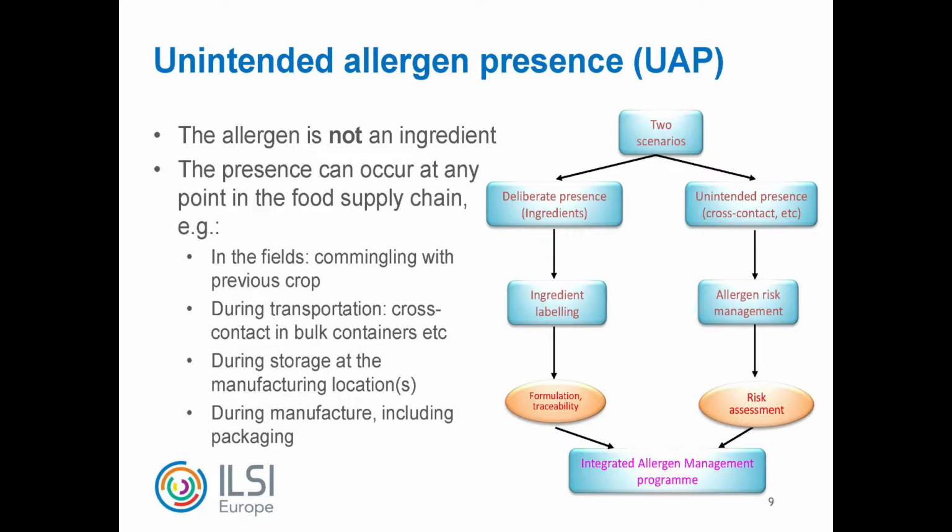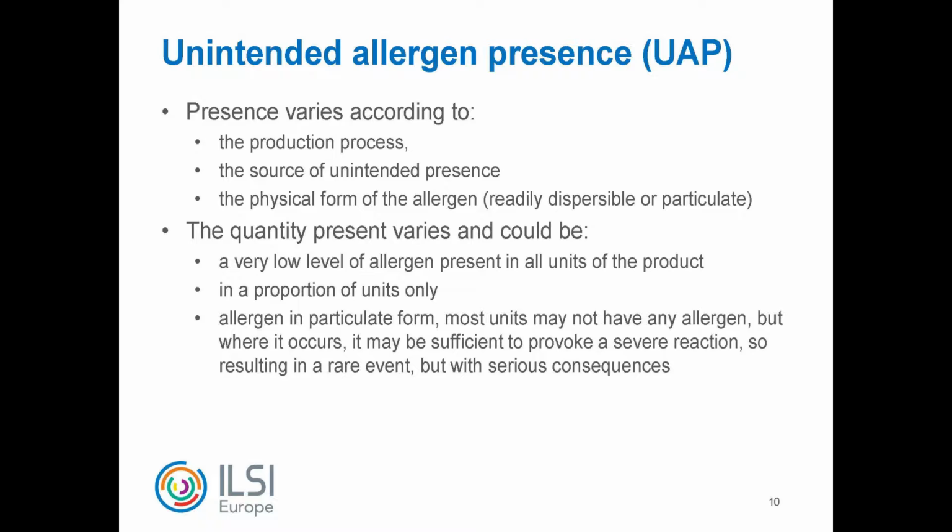Now, we know about unintended allergen presence, and I'm not going to go through in detail here through the diagram, but just to say, obviously, the allergen is not an ingredient in these circumstances, and the presence can arise at any stage within the food supply chain. As I say, I'm not going to go into the whole detail of where it can, because I think you'll already know that. But also it's important to note as well that the presence varies according to the production process.